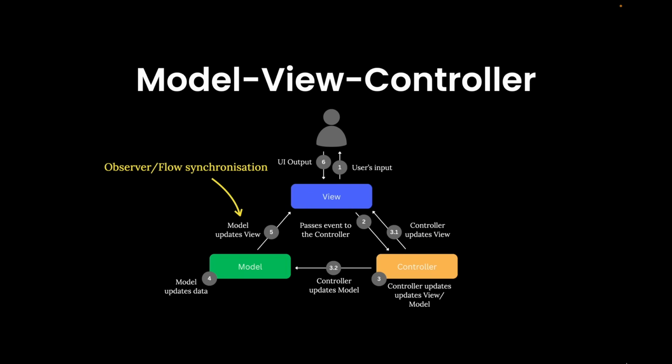Step 4. The model updates the data. The model, which is usually the backend or a state management system, processes the request and modifies the data accordingly. In our delete example, it removes the entity from the database.